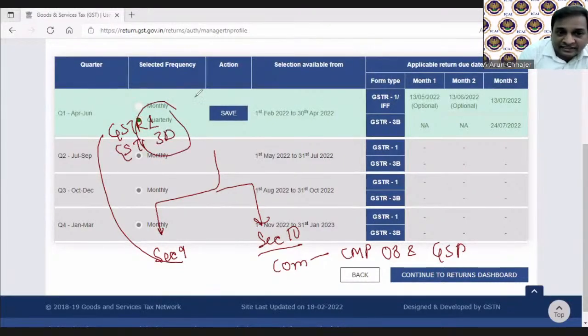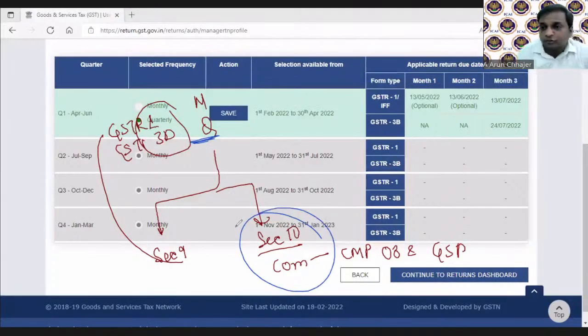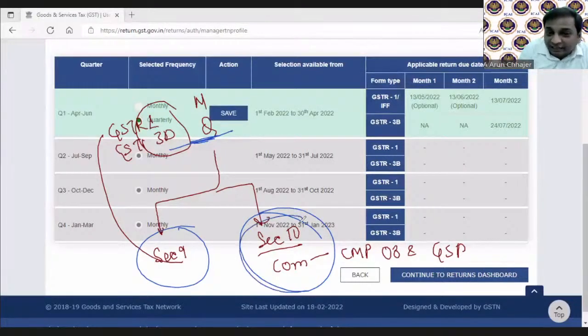It can be monthly or it can be quarterly. So please do not mix whether QRMP and composition are same. Answer is no, it is different. QRMP is only for the section 9 category, regular category of registration, and composition is section 10. They are not applicable for GSTR 3B, 1, etc.